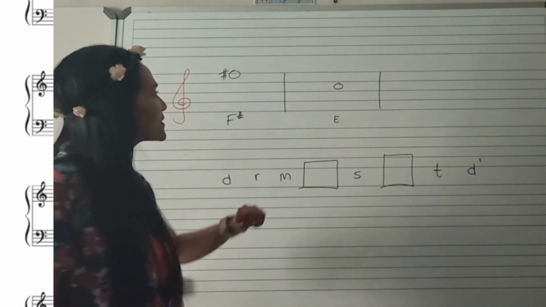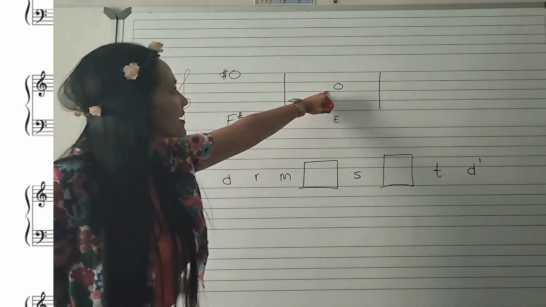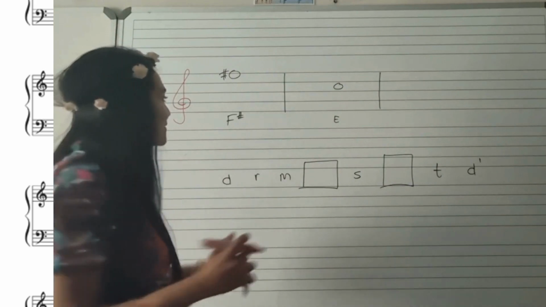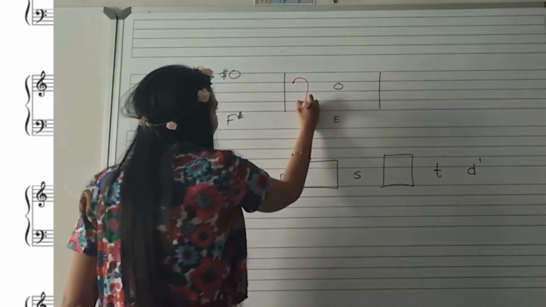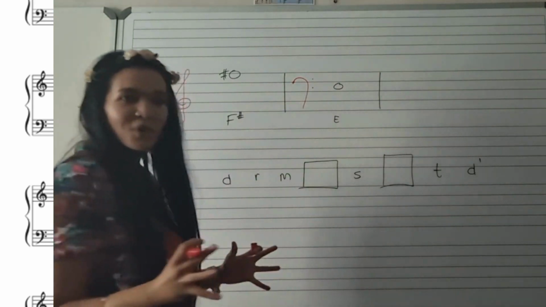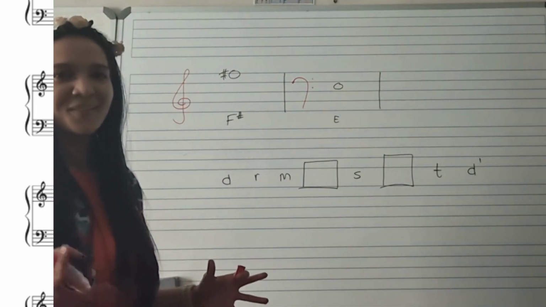Another one of the examples, they give us an E on this space. So that is definitely bass clef. So we will go ahead and put our bass clef in. 2 marks, there we go. You can check out the rest of the picture.